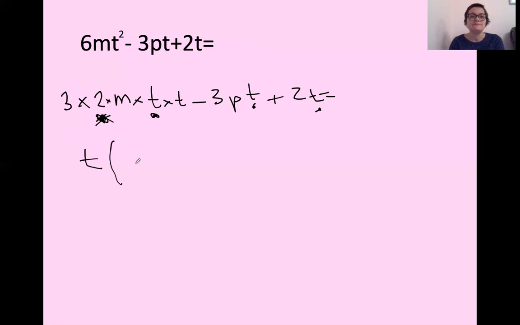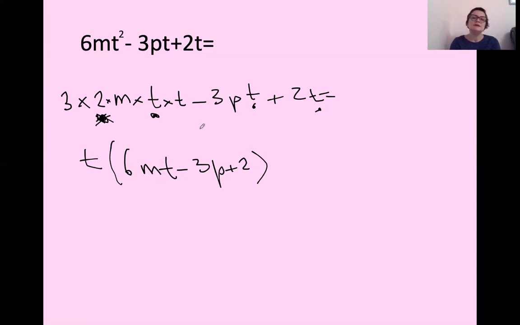3 to m, so it's going to be 6mt minus 3p plus 2. There you go, 6mt minus 3p plus 2. So we didn't need to do this factorization here because it's 3 and a 2. There's no common factor in any of them. So again, this is called to factorize fully.